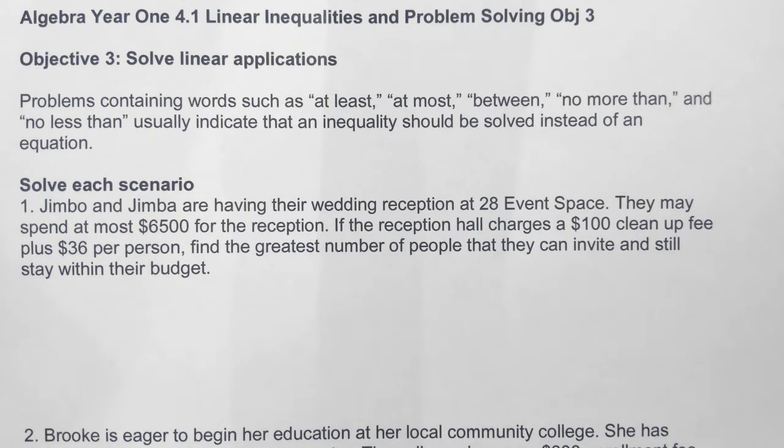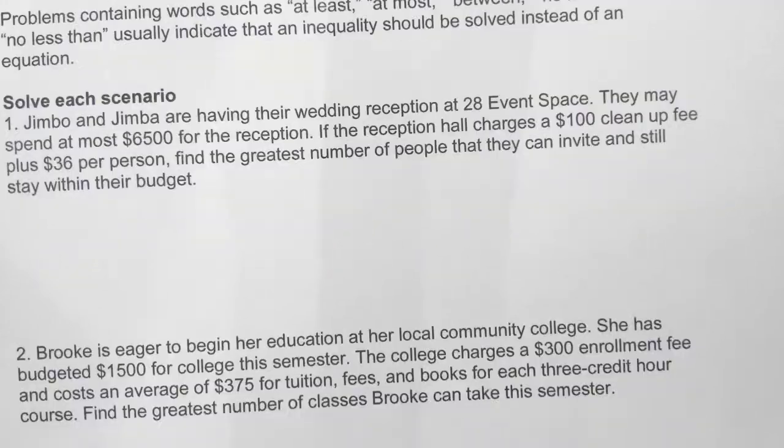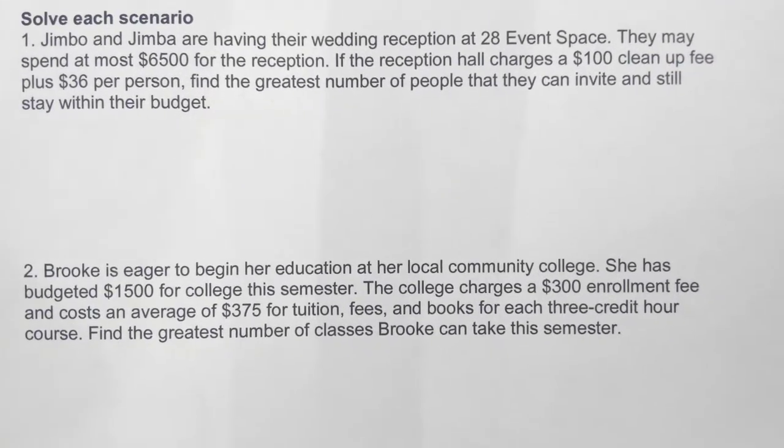If you see the words at least, at most, between, no more than, and no less than, it usually indicates that an inequality is going to be solved instead of a normal equation. Remember, the difference between an inequality and an equation is that an inequality has less than or greater than symbols. In an equation you have an equal sign. So we're going to be looking at inequality situations, so we're going to have one of those inequality symbols. Let's look at our first example.